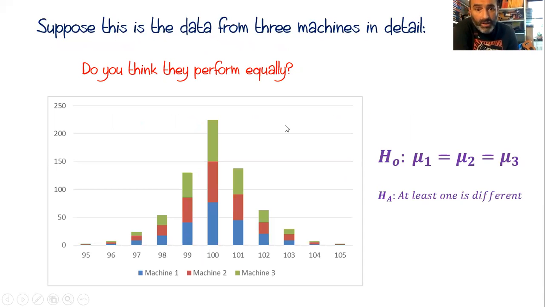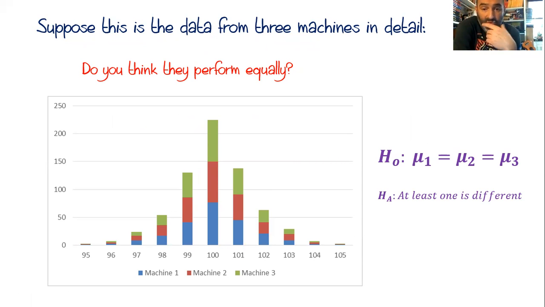So suppose I give you the data from the three machines separately, right? So this is a bar chart, or it's not a histogram, but it looks like a histogram. It's a bar chart, the twin brother or sister of the histogram. And the blue bars show machine one, right? Data from machine one. The red bars show data from machine two, and the green bars show data from machine three.